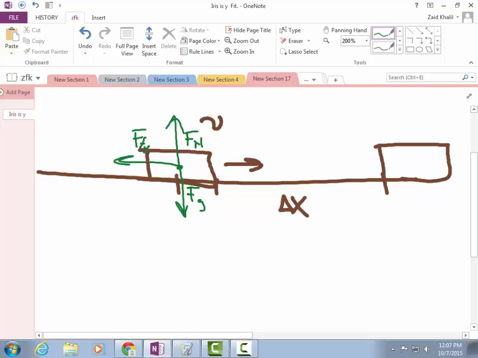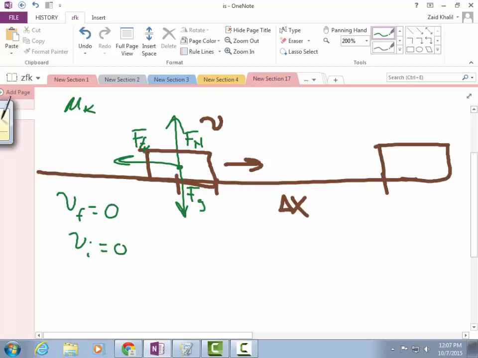So, let's look at this kinematically. Kinematically, what do we have? We're solving for mu k. That's what we want. From the standpoint of kinematics, what's its final velocity? 0. What's its initial velocity? V. So we have Vf equals 0, Vi equals V.